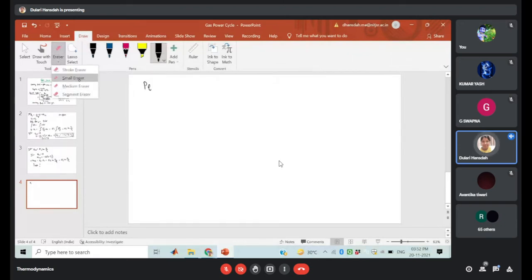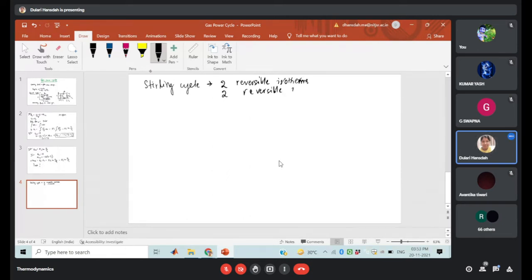There are many gas power cycles which we are not discussing here. Those are, for example, the Stirling cycle. In the Stirling cycle, we have two reversible isothermal processes and two reversible isochoric processes, or we can write isochores also. So that is about your Stirling cycle.